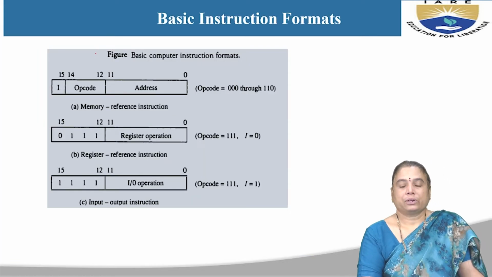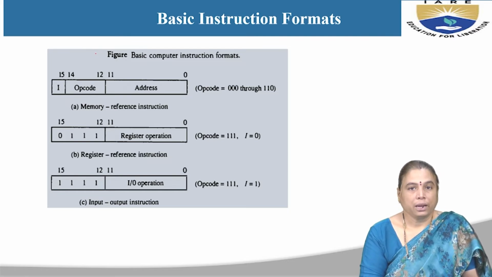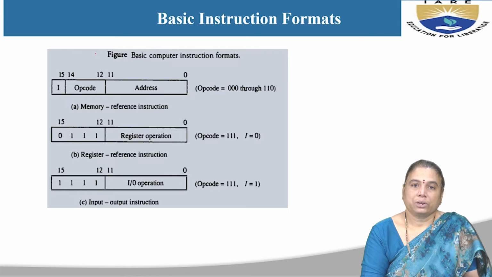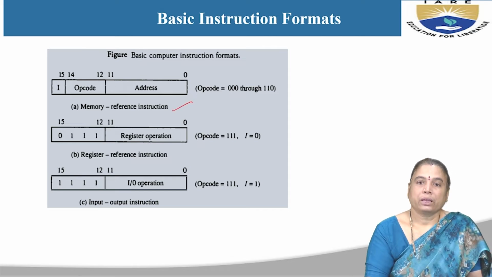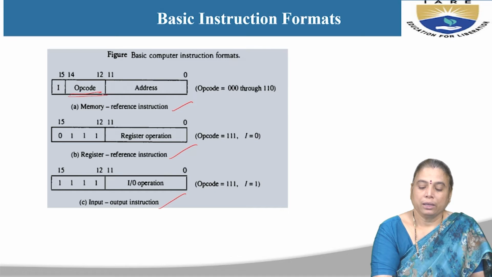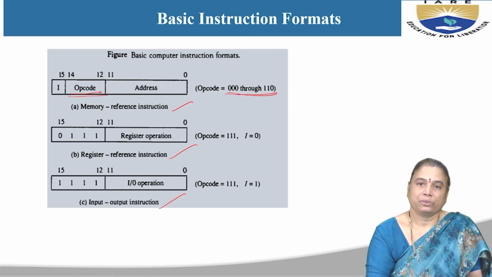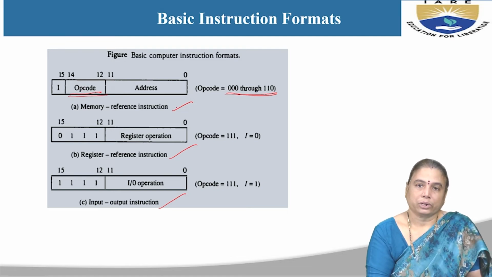What is the basic instruction format? How can the computer identify which type of instruction it is? With the help of this instruction format, the computer can identify three types of instructions: memory reference instruction, register reference instruction, and input-output instruction. In case of a memory reference instruction, the opcode field can be 000 to 110. When this value is present in the opcode, it is a memory reference instruction.